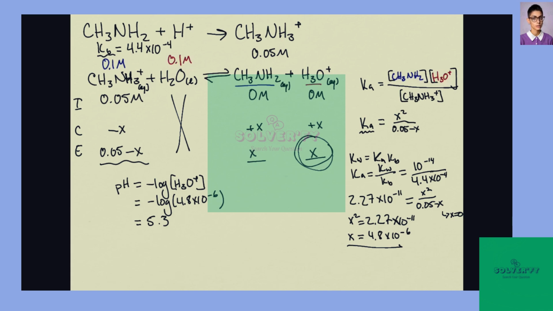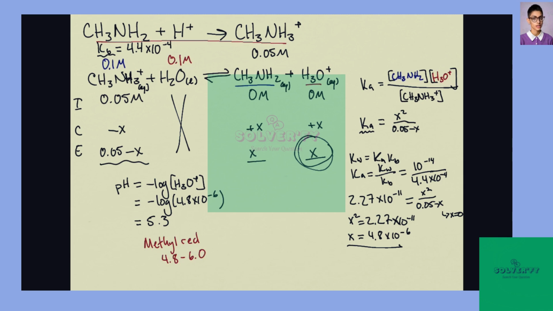We're looking for a pH indicator that changes color at a pH of approximately 5.3. The indicator called methyl red has a pH range of approximately 4.8 to 6.0, which makes it the perfect indicator for our titration here.